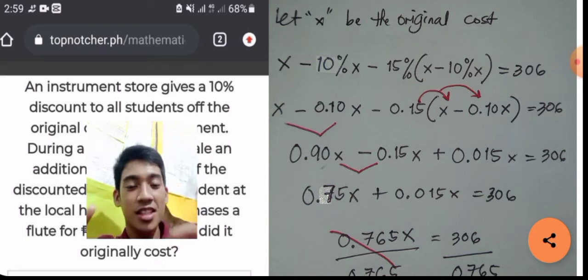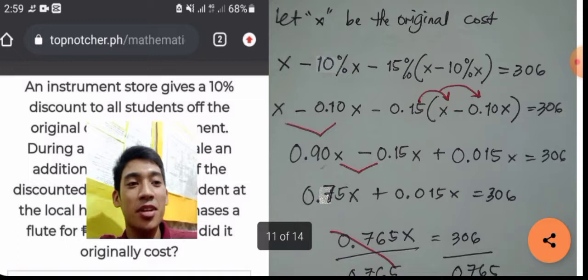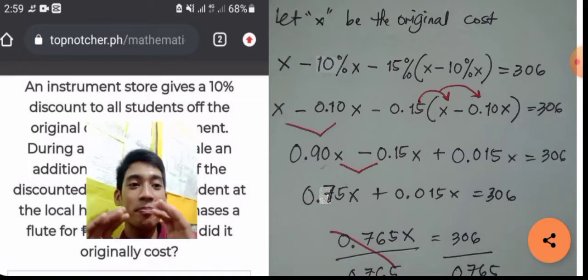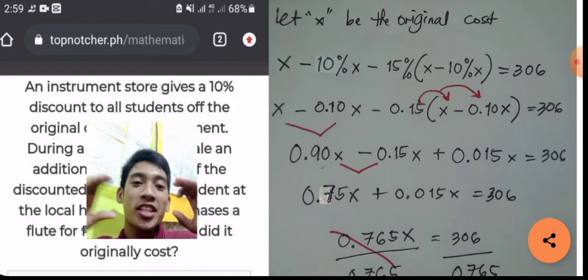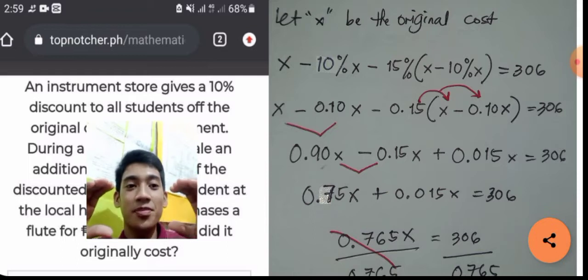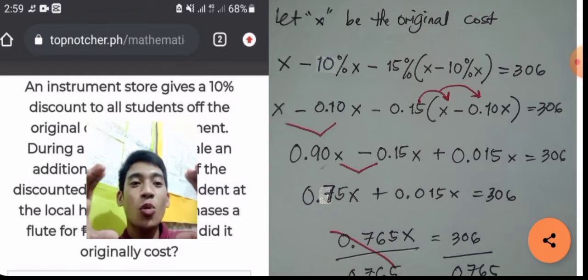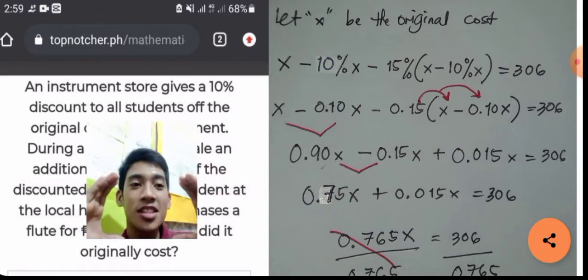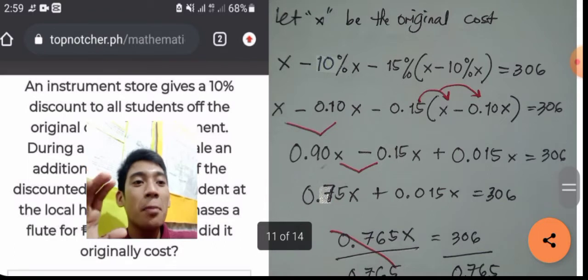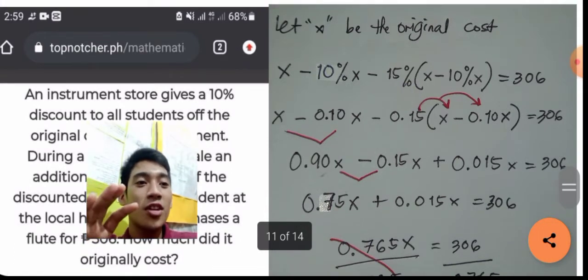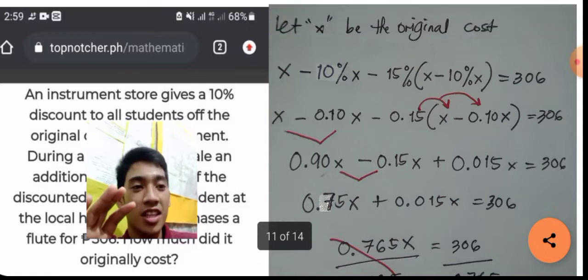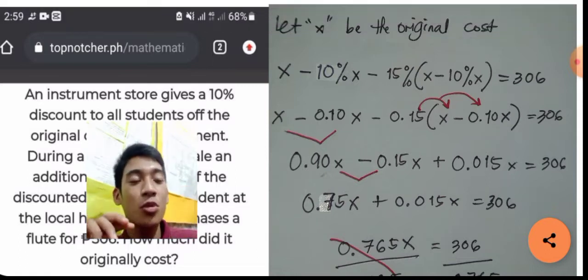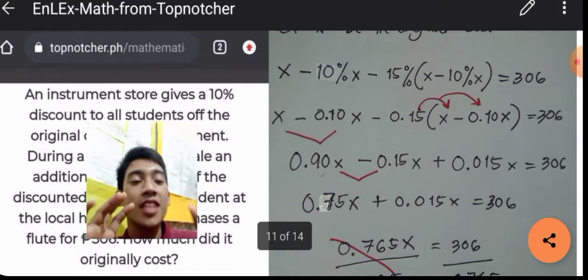The first discount, 10%. Subtract it again with 15% to the quantity of eggs minus 10% X. So it means you have already the original price minus the discounted price of 10%. Then, multiply this quantity with an additional discount of 15%. That is why 15% multiplied to the quantity of eggs minus 10% X, which is the original price, which is now the new price of 306 pesos.